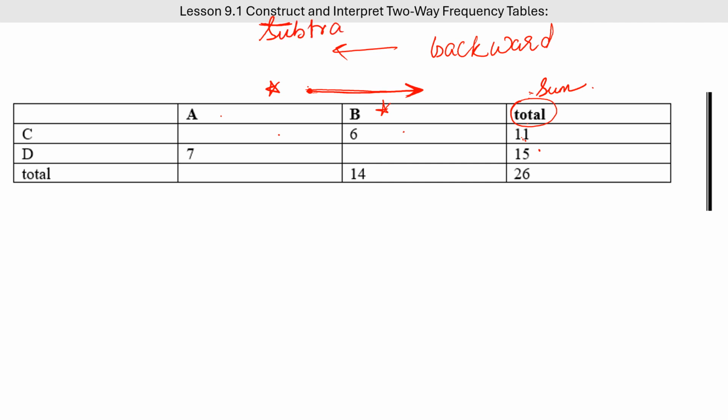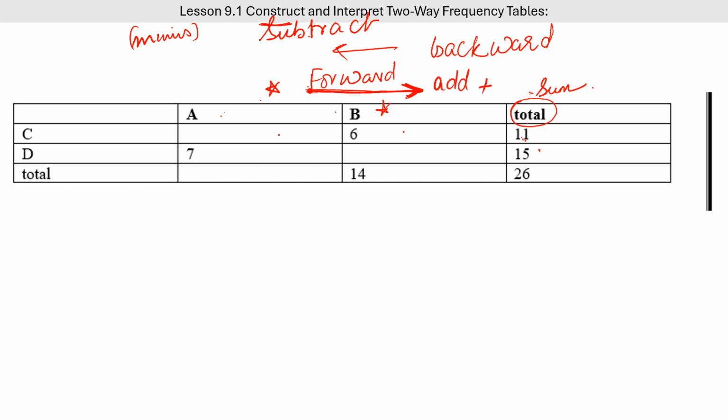Remember, if the total is given and you want to find out some value, you subtract. Subtract means minus. And if the values are given and you want to find out the total, it means you go forward. If you go forward, it means that you add. Add means plus. So let's try this one.